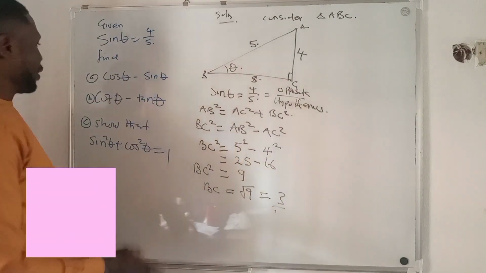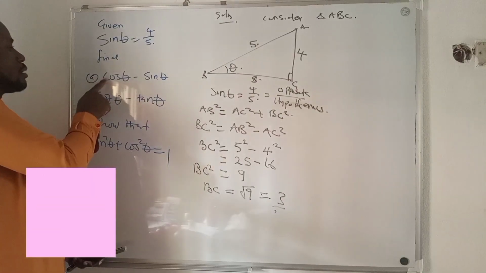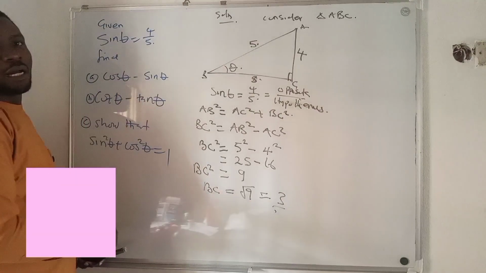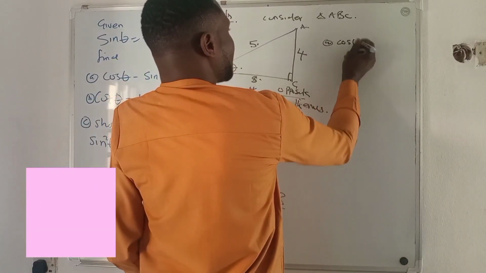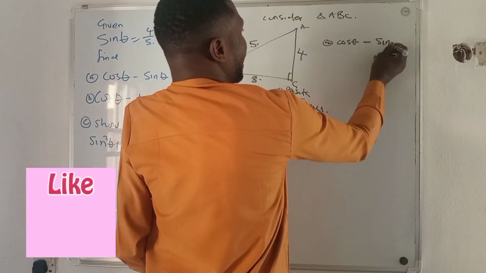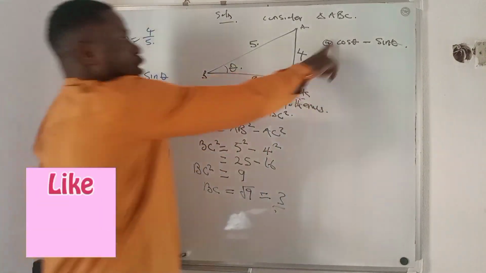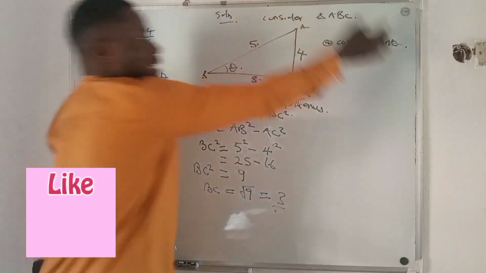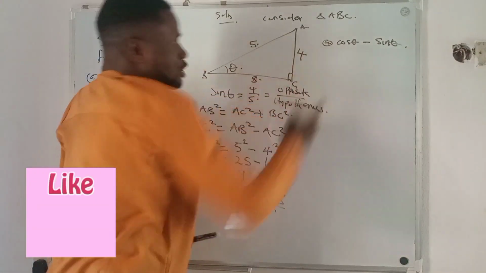So if BC is 3, you now begin to answer the question. The first question says A: cos theta minus sin theta. So in question 1, we are asked to find cos theta minus sin theta. For us to get that, it means that this is more or less a formula. Sin theta is known already as 4 all over 5, but cos theta is not known.